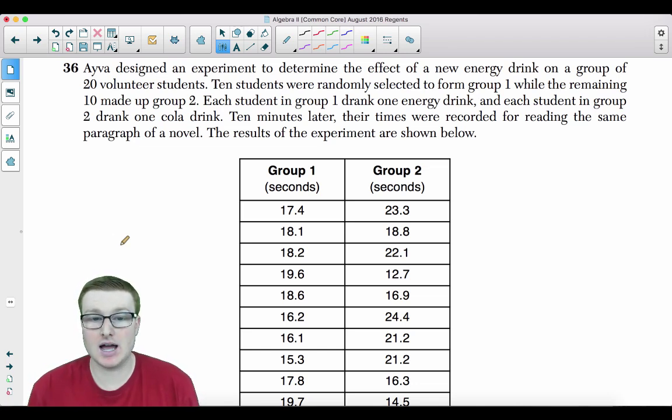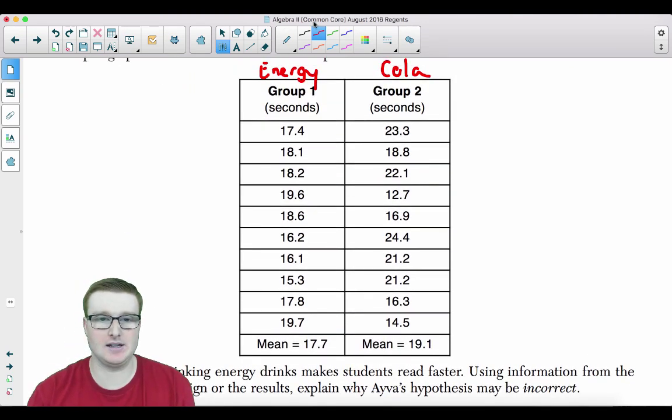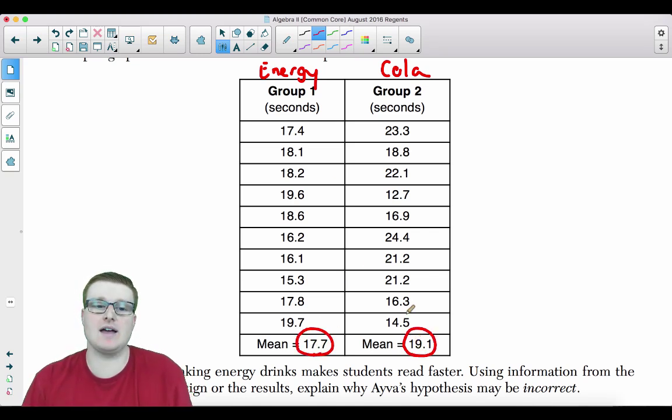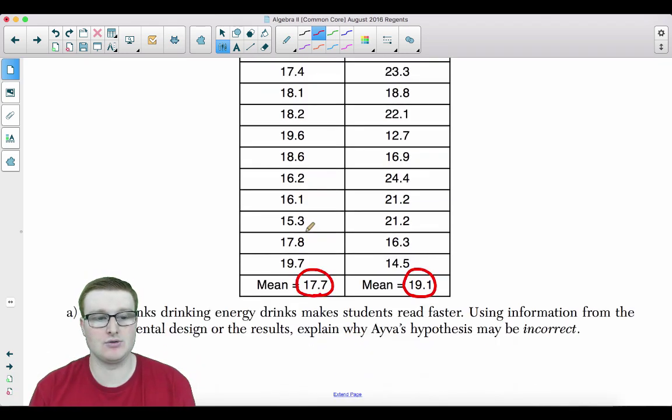10 minutes later, their times were recorded for reading the same paragraph of a novel. The results of the experiment are shown below. So just to keep yourselves thinking, group 1, remember, is the energy drink, okay? This is the energy drink, and this is the soda or the cola. As you can see, the general gist of this is the mean for the energy drink is less than the mean of the cola drink, meaning that the energy drink might have some impact on reading speed. Just think of that while you're reading this.